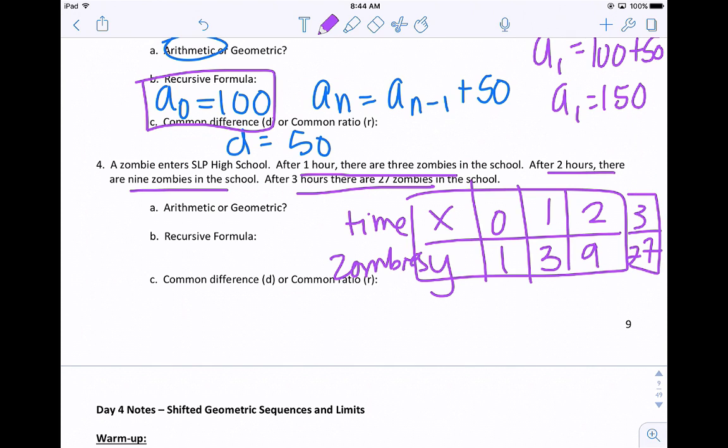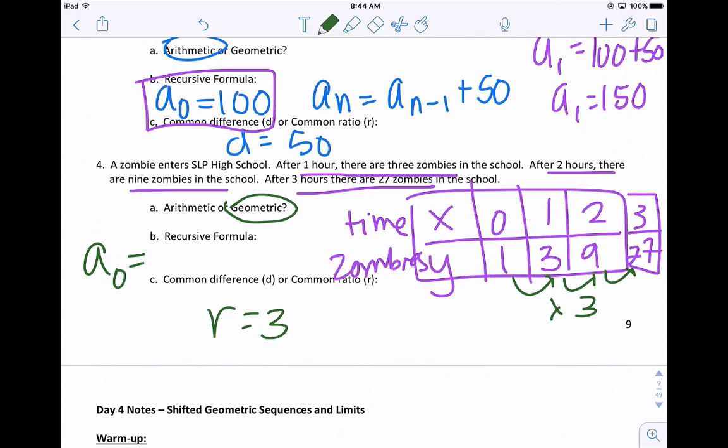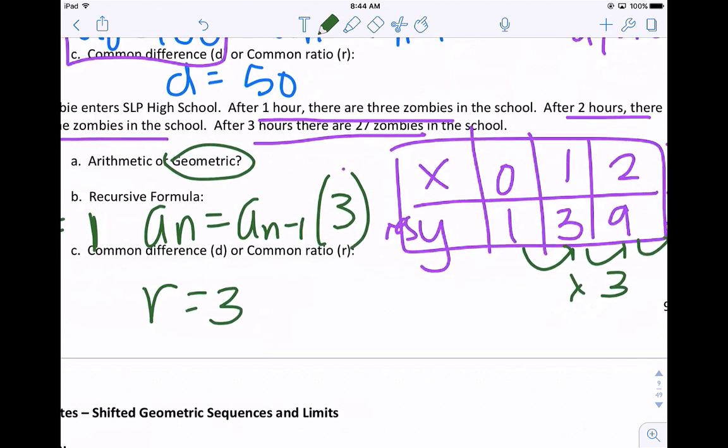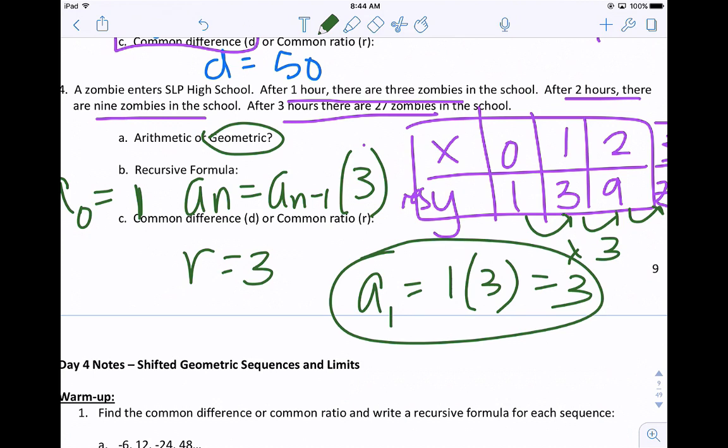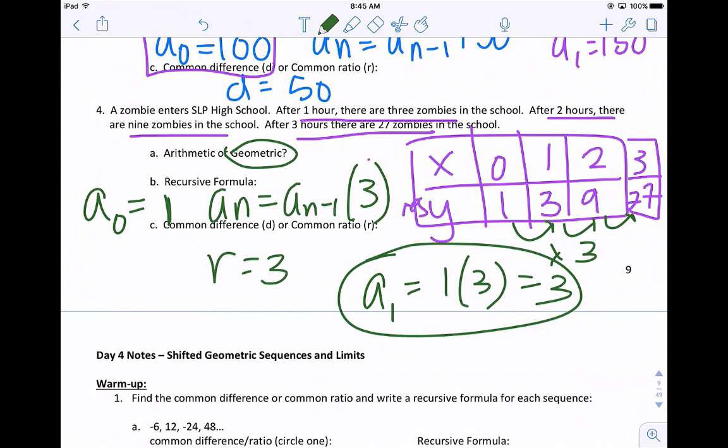So this one, is it arithmetic or geometric? You can see it's multiplying by 3 every time. So this is geometric. Our common ratio is 3. Again, here for the recursive formula, it makes more sense to start with the initial value. So the initial value, a sub 0, is 1 zombie. Here's the recursive formula, a sub n equals a sub n minus 1 times 3. And then when I ask you for a sub 1, it means after 1 hour. So here it makes more sense. After 1 hour, there are 3 zombies in the school. So again, here's a case where a sub 0 is a little bit more appropriate than a sub 1.